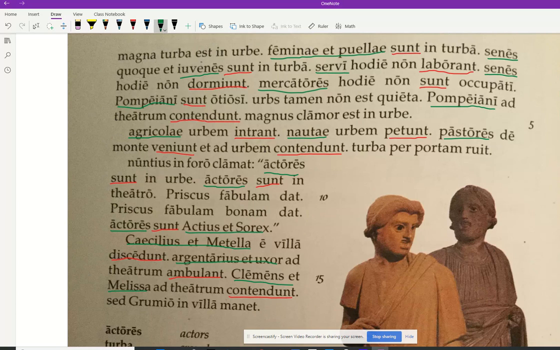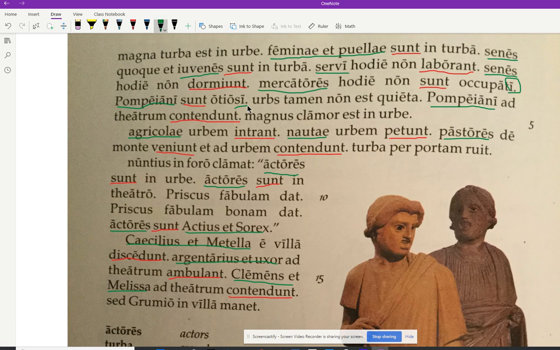Mercatores hodie non sunt occupati. So the merchants are not occupati. They're not busy today. Right? Notice the adjective here is taking a plural ending too. Right? That I. We'll talk more about adjectives in a later chapter, but notice that before the adjectives had singular endings, and now they have plural endings when they go with a plural noun. Pompeiani sunt otiosi. The Pompeians are otiosi, so they are at leisure.